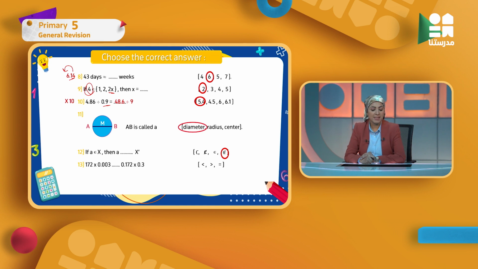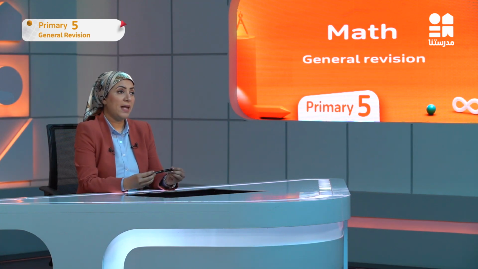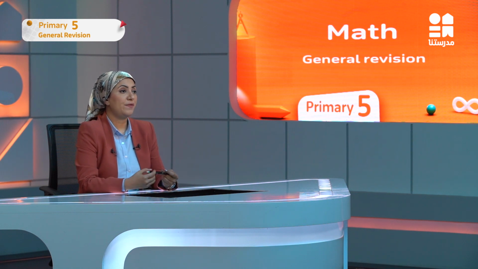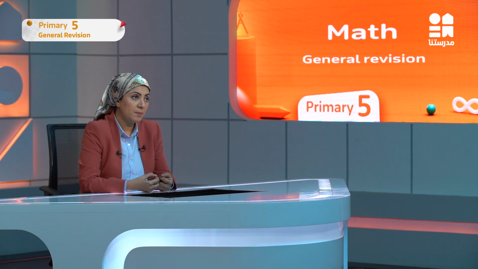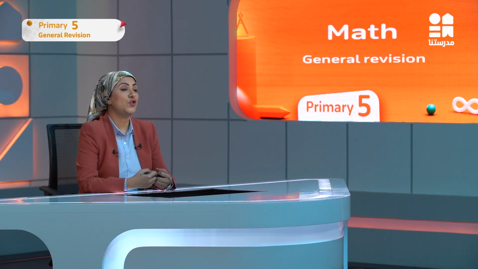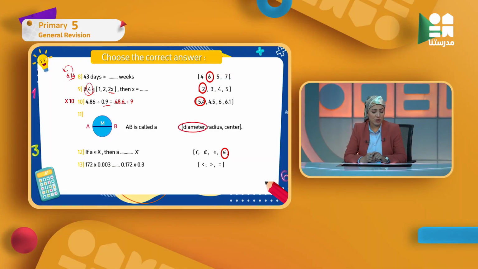172 times 0.003 and the other one 0.172 times 0.3. And I want to compare between the two numbers. Then first I have to finish my multiplication questions and then I will compare the two answers to each other.